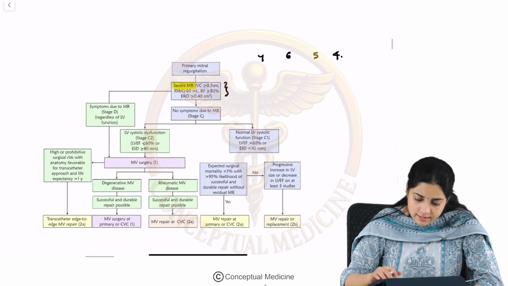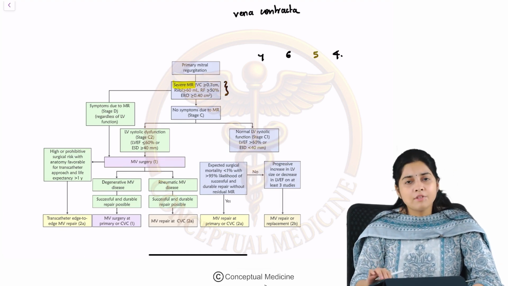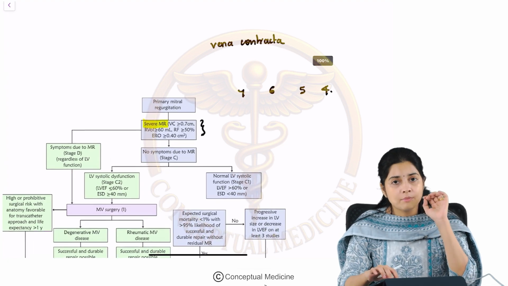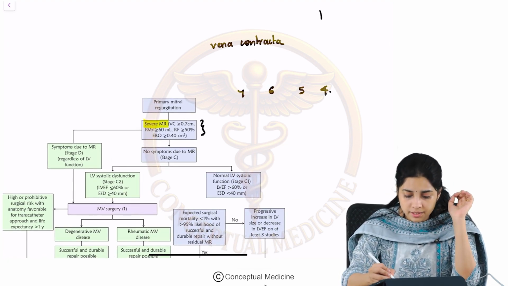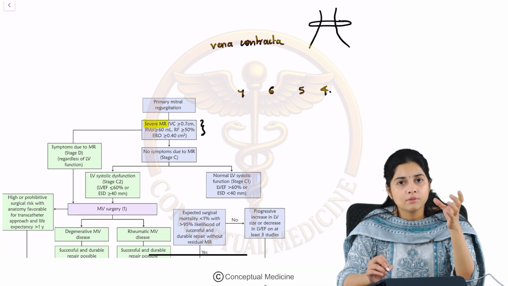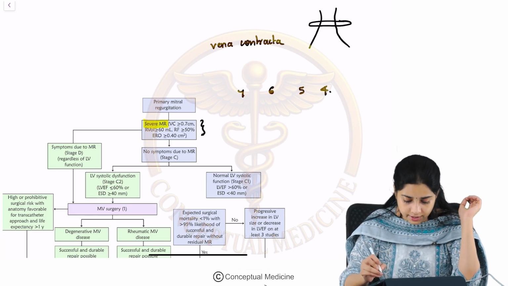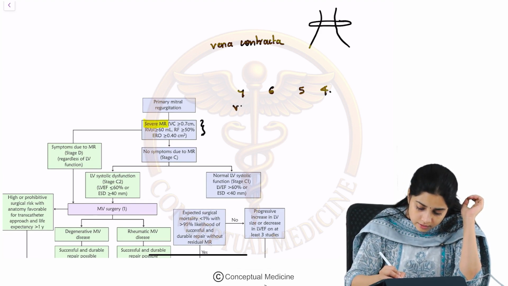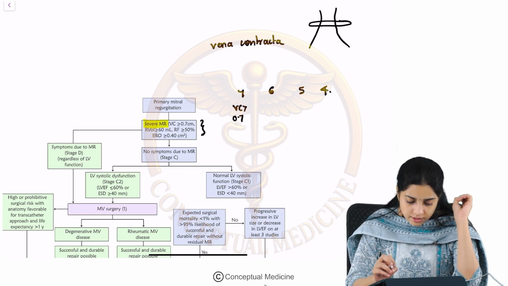So what is this VC? VC basically refers to the vena contracta. So this is a little bit of higher level knowledge, but let us try and break it down into simpler things. So vena contracta basically refers to the middle area of the regurgitant jet, right? So the narrowest portion of the regurgitant jet is what we call the vena contracta. If the vena contracta is more than 0.7, we call it severe MR.